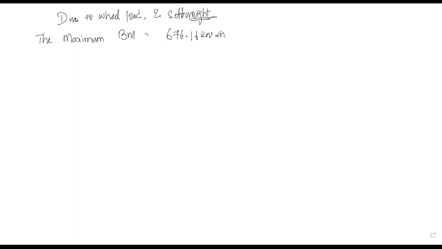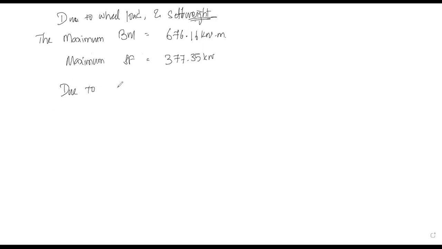So in the last class, we have seen the maximum bending moment due to wheel load and the self weight. The maximum bending moment is 676.16 kilonewton meter, and the maximum shear force we have calculated is 377.35 kilonewton. This is all about our wheel load and self weight.